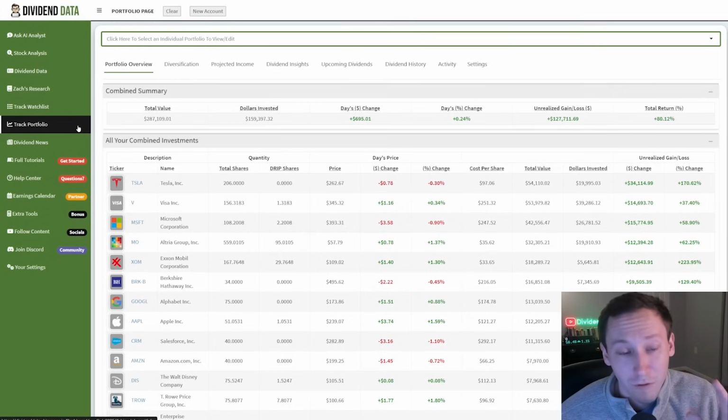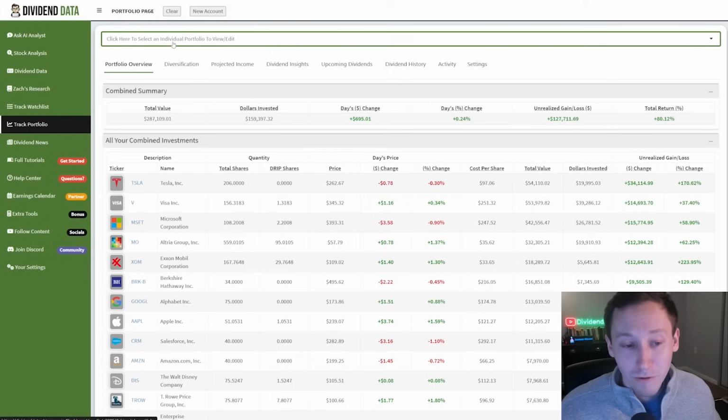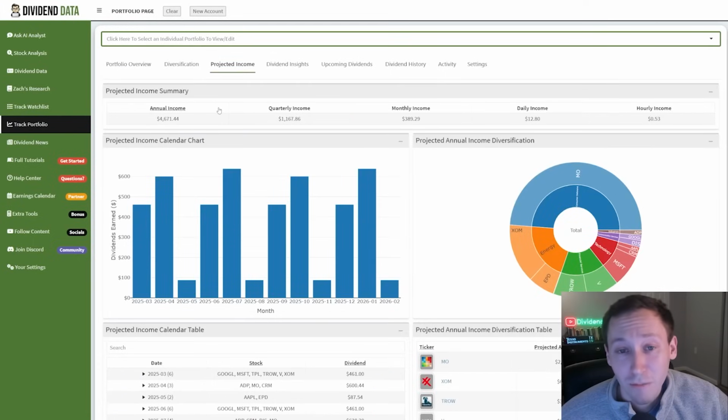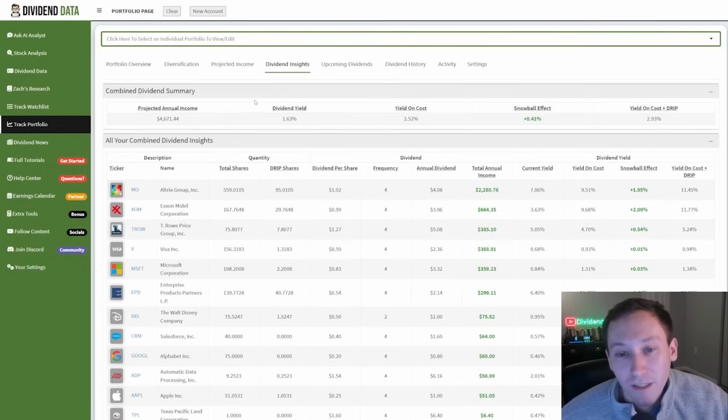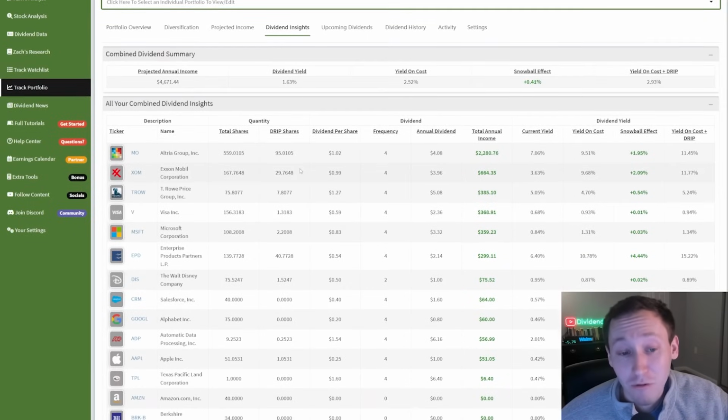Now let's get to portfolio tracking, which is another core feature of DividendData.com. Because if you haven't noticed, a lot of brokerages are not really designed for the dividend investor. They don't show you metrics like your projected dividend income or dividend insights on your overall portfolio and all the individual stocks that make it up.